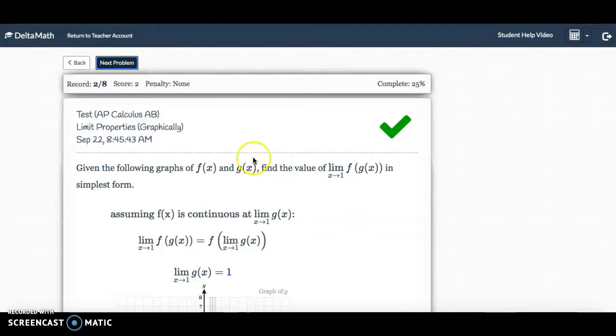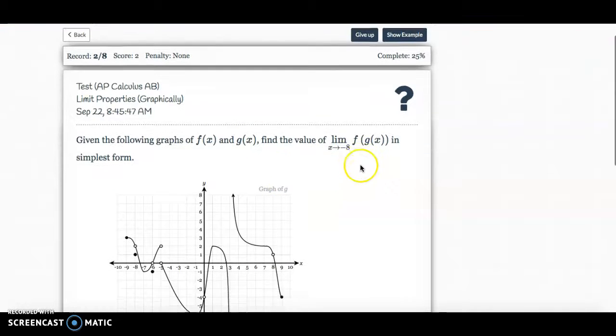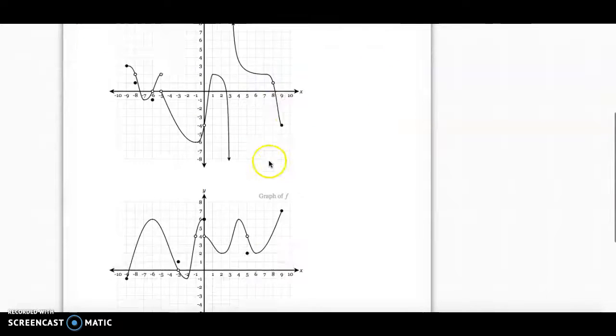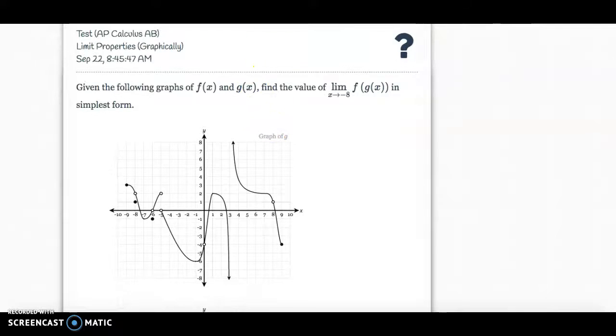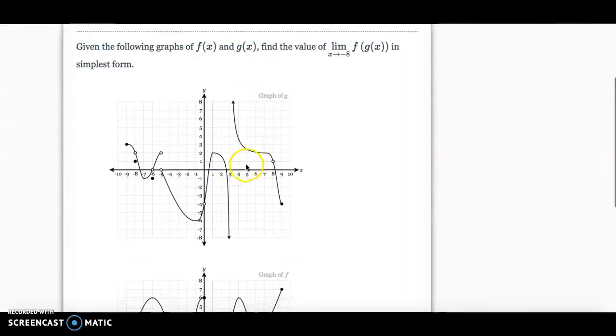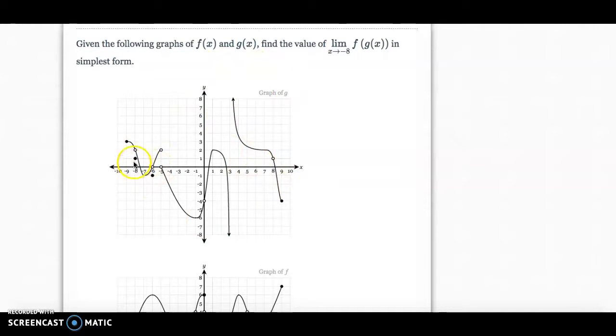All right, let's see if we can find one where... oh, there we go. We got x approaching -8 now. It's still f of g of x, but now I'll be approaching -8. Again, my limit properties say that I can just take f of that limit. So I'm going to first find the limit of g of x as x approaches -8. Using my graph of g, go over to -8. My limit looks like it's going to be 2. Remember, you're looking for the limit, not the actual point. So 2 would be my limit.